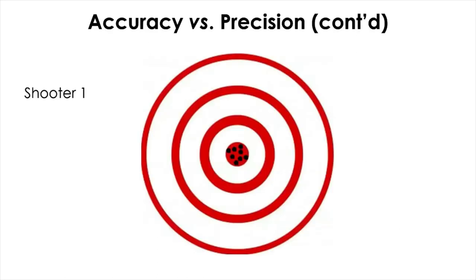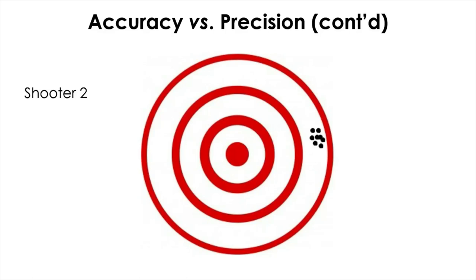Now, we can use the target and shooter metaphor to illustrate the difference between accuracy and precision visually. For example, here we have a red target, and shooting results are represented by the black dots. The aim of the shooter is the very center of the concentric target. So let's say that this is shooter 1, and needless to say, we can all agree that this shooter is very accurate as well as precise, because all the shots landed at the center of the target, and they are very close to each other.